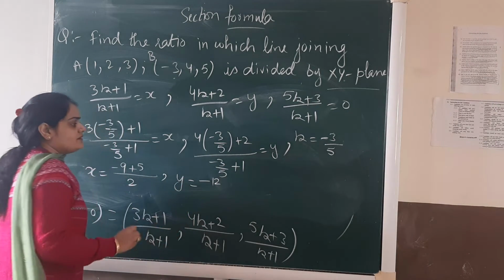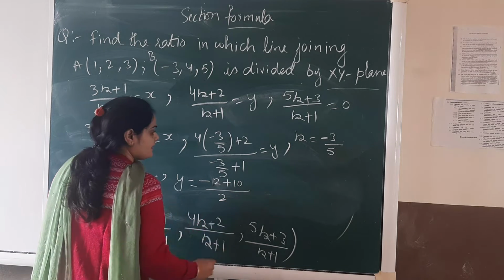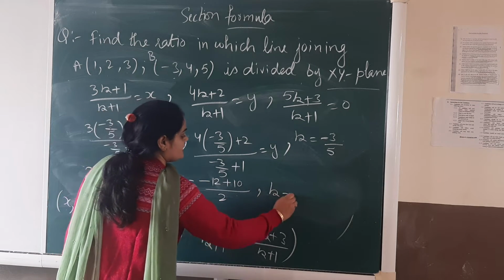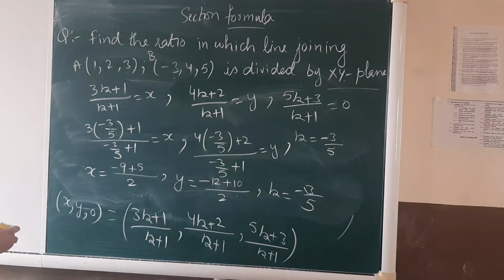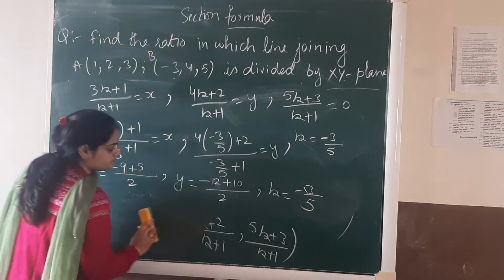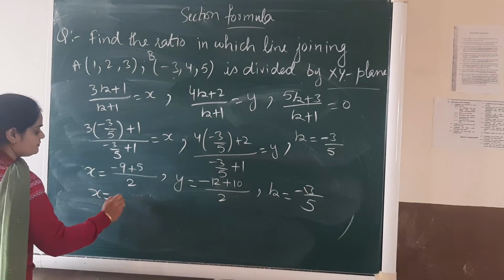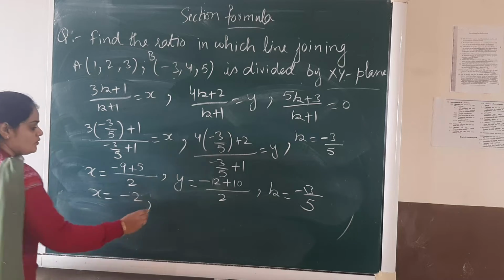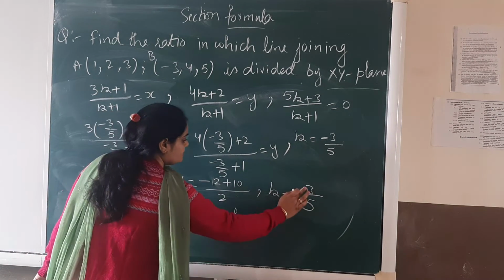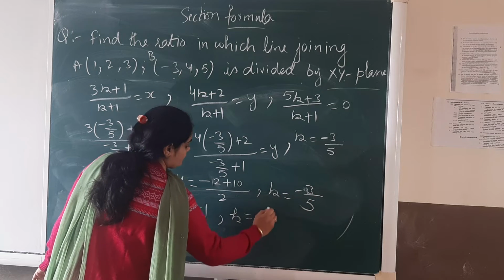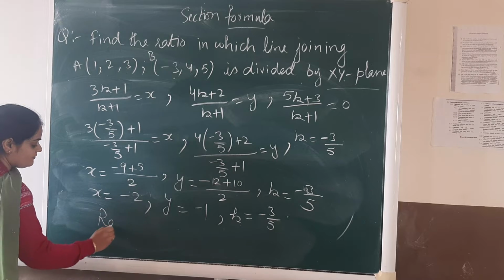It is 12 divided by 2, and k is minus 3 by 5. Now x is minus 4 by 2, which is minus 2, this is minus 1, and k is minus 3 by 5. First of all, we'll find the ratio.